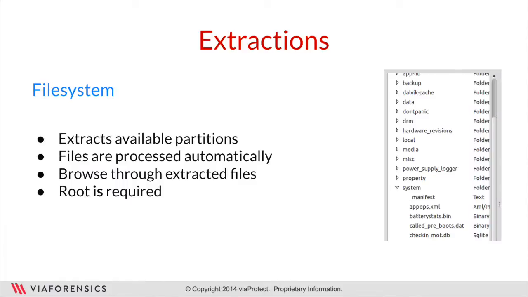Okay, now onto the final extraction. This is a file system. This extraction type does require root, but it's also the extraction type that gets you back the most information. What it does is it queries the device for all the available partitions. We allow you to select the partitions that you want to back up, and then we extract all of the files off from each of those partitions. When those files are extracted onto the computer, we then process those files automatically, and again we allow you to browse through and analyze the extracted information.